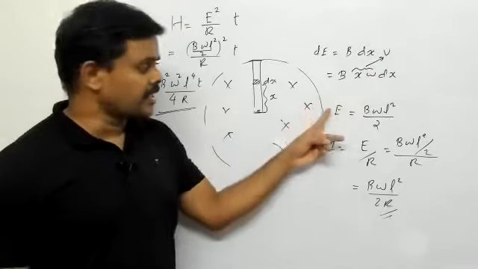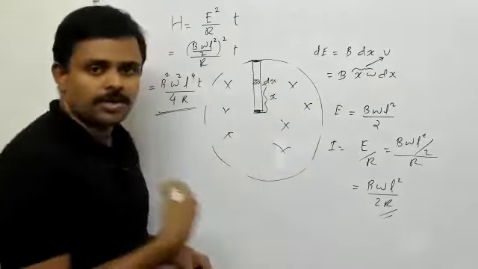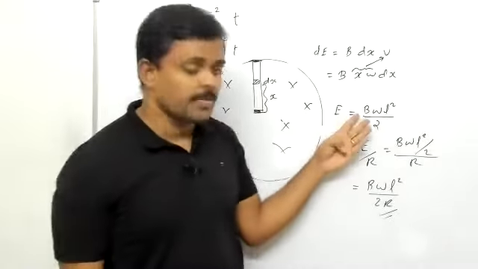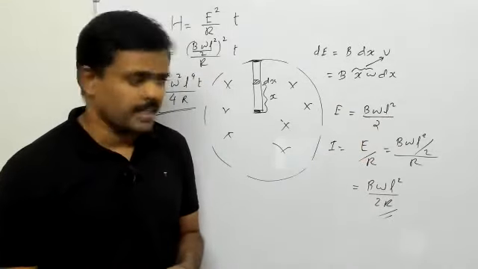Then you integrate this from where to where? From this point to this point, 0 to L. So integration should be done from 0 to L. You get the final answer as B omega L square by 2. This is the equation for motional EMF due to a rotating conductor.